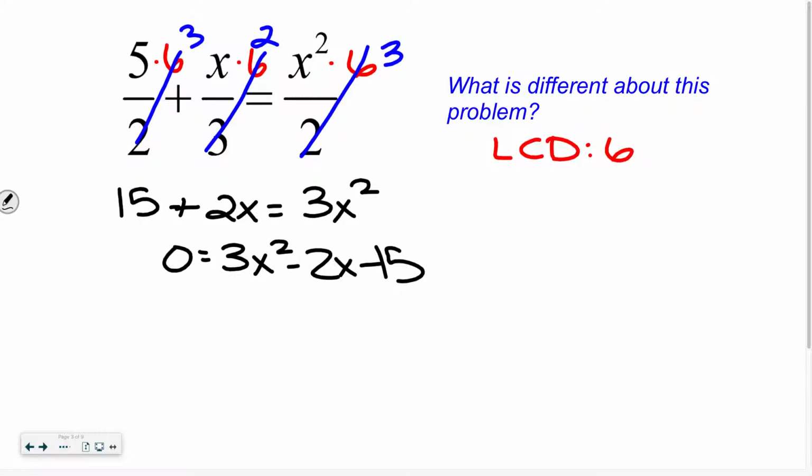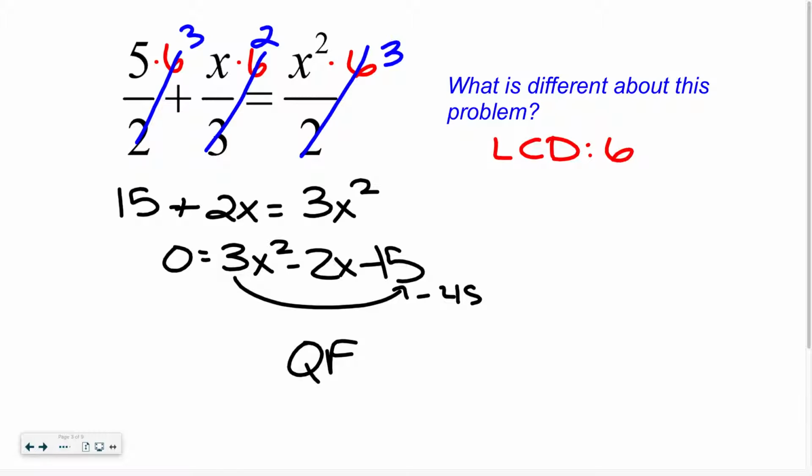Factors of 45, negative 45. I don't think this one factors, so we would have to do quadratic formula. What's negative 15? Yeah, but because of the a, you'd have to have factors of negative 45 that add to make negative 2. And there aren't any. 5 and 9 make 45, 3 and 15, but they're too far away. So we would have to do quadratic formula, but I'm not going to take the time to do it on this problem.